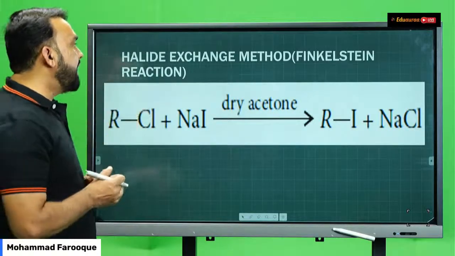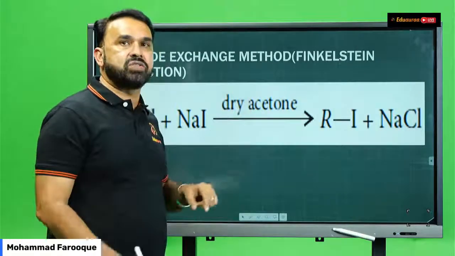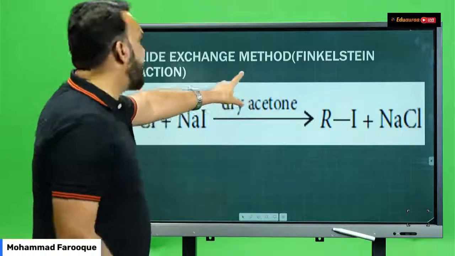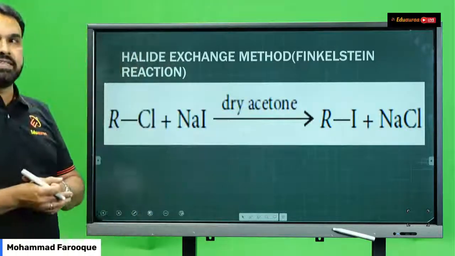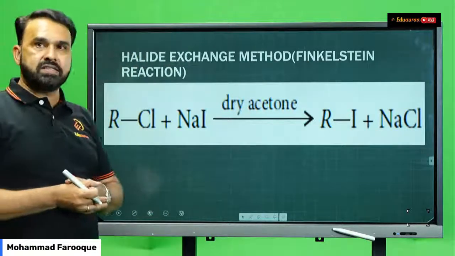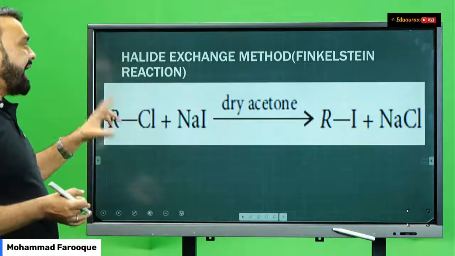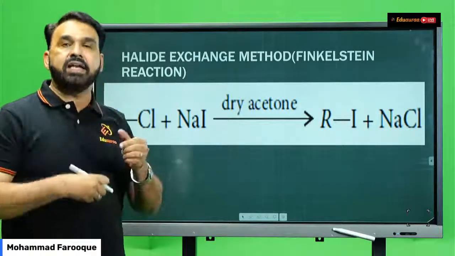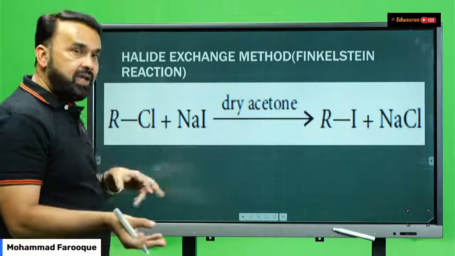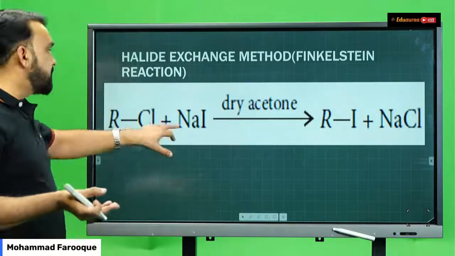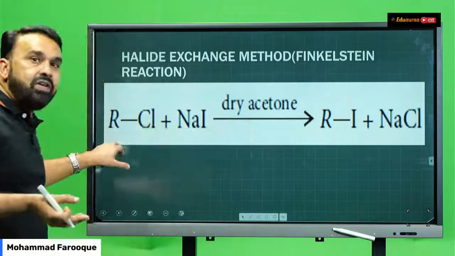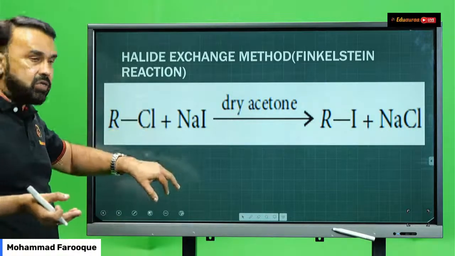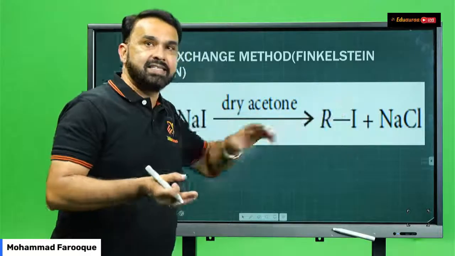Moving to the halide exchange method. Again, you see that, students, it is a name reaction. And what is the name reaction here in front of you? Finkelstein's reaction. What is Finkelstein's reaction? We see that it is halide exchange. One halogen is exchanged with another halogen atom. When I treat an alkyl chloride with sodium iodide in the presence of dry acetone, chlorine will be replaced with iodine to get alkyl iodide plus NaCl.